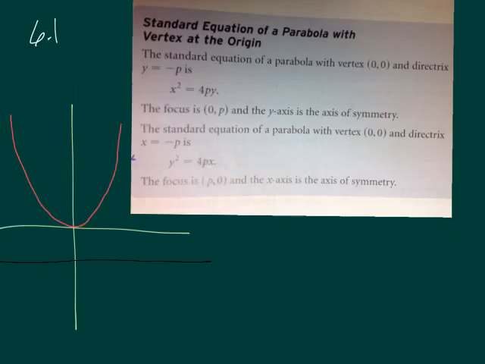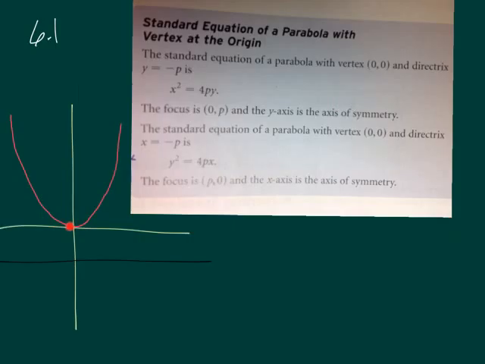So if I have my parabola with a vertex at the origin and it goes up like this, which it will, my directrix is going to have to be down here, and that's why it says the directrix is y equals negative p. That negative p is the distance from the origin to where my directrix is. So it's the y distance, and it's negative because it has to be below the x-axis, since my vertex is on the origin.